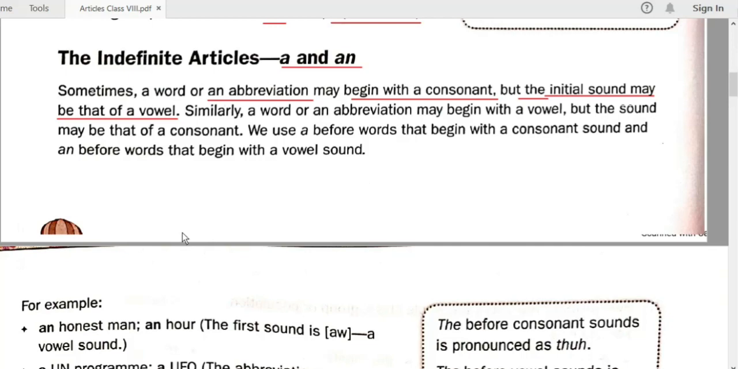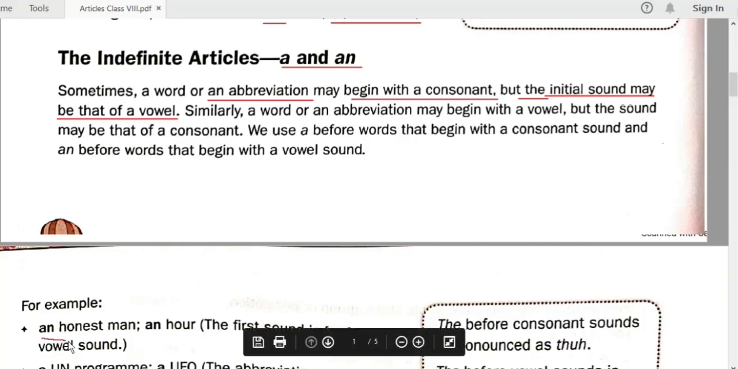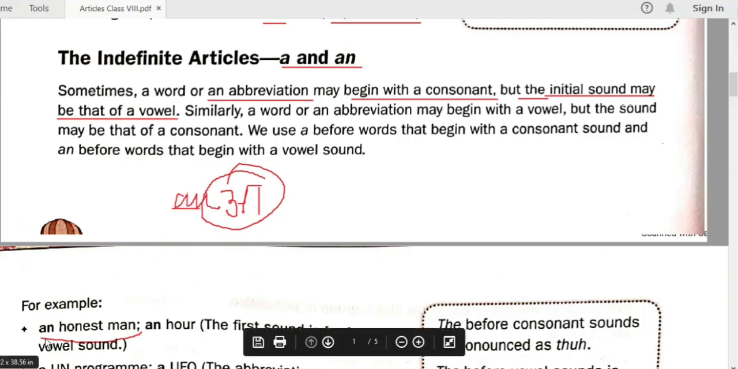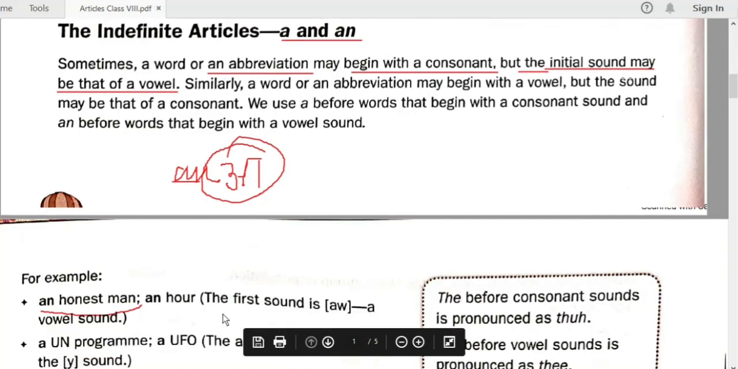Like these examples, we will see these examples. An honest man. Here the first word is honest. Does it begin with a consonant or vowel? This one is the vowel, and we use an here. So an is used here: an honest man. An hour. The first sound is a vowel sound. Once again, read.